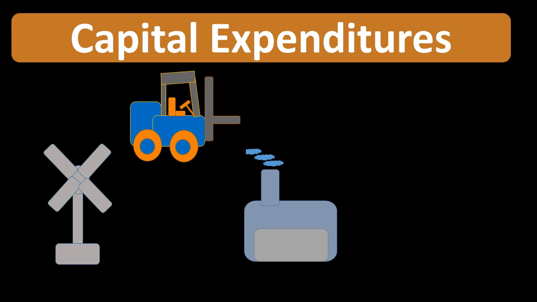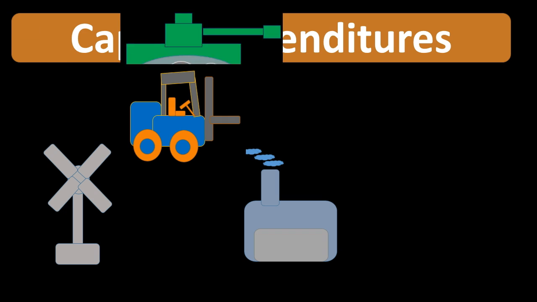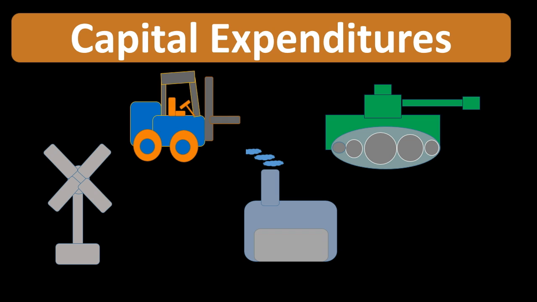A factory or something like that, same idea. It's going to help us generate revenue in the future. We want to put it on the books as an asset, then depreciate it. If we had a tank that was helping us to generate revenue in a business, then of course the same idea, we'd be using that in the future, and therefore we're going to put it on the books and depreciate it over time.